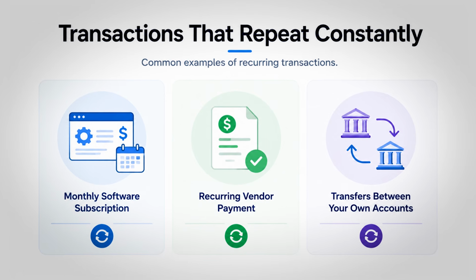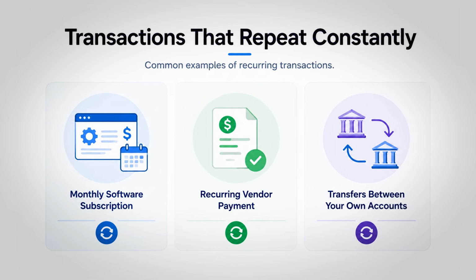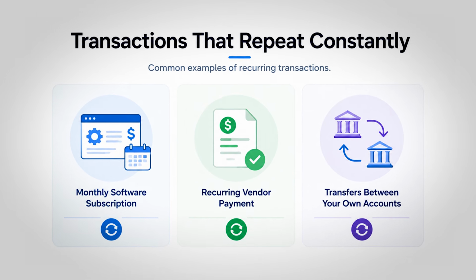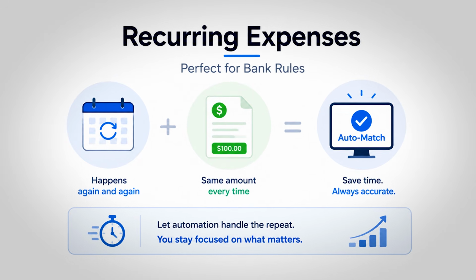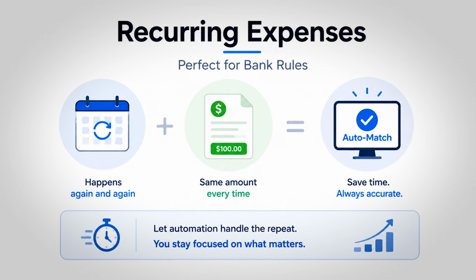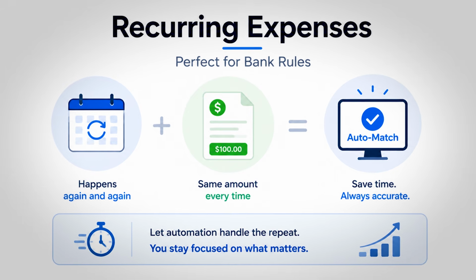This matters because most businesses have a handful of transactions that repeat constantly. A monthly software subscription, a recurring vendor payment, transfers between your own accounts. Once you've built a rule for those, categorizing your bank feed stops being a manual chore and starts happening on its own. Recurring expenses are a great fit for this too, especially when the amount is always the same, since a rule can catch and categorize that exact transaction every time without you touching it.